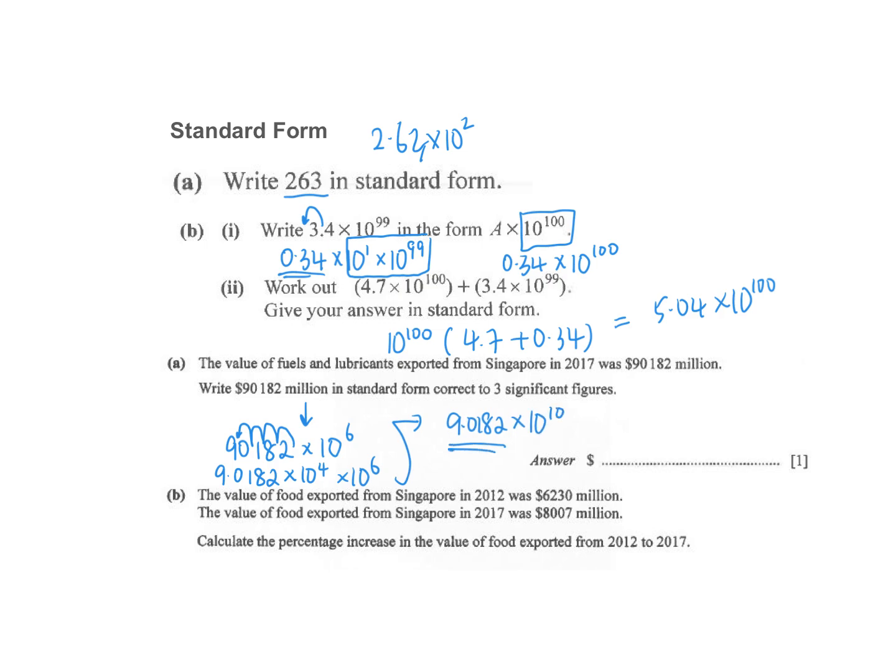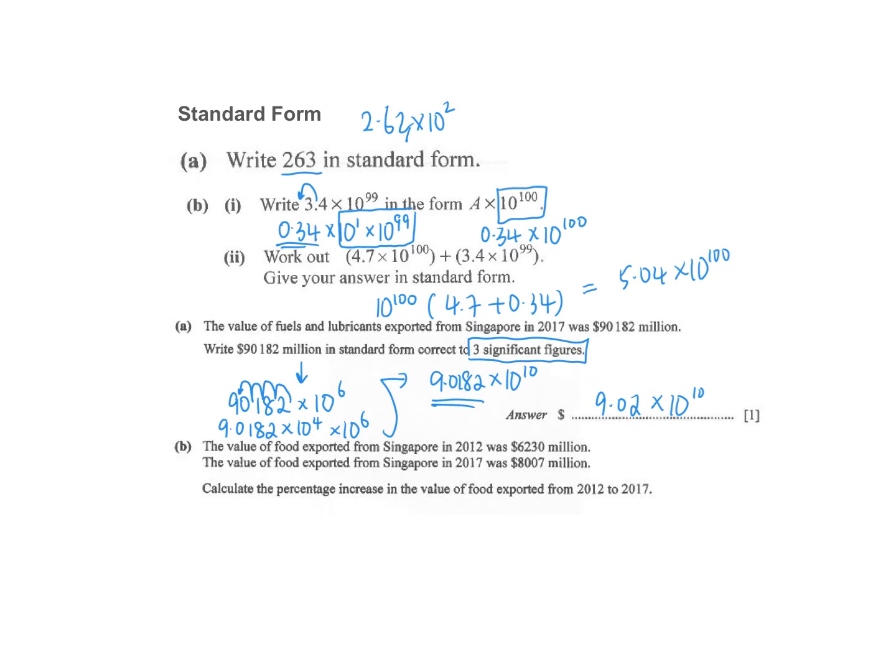So this part here, they say 3SF. So you change to 9.02. Normally, no need to change. If it's like that, just write the whole thing here. But because they specify 3SF, please change to 3SF. If they don't, this is the exact I want to see here. Okay?